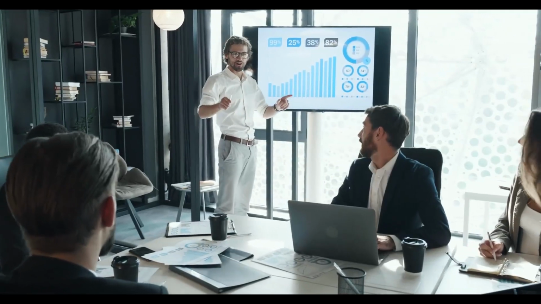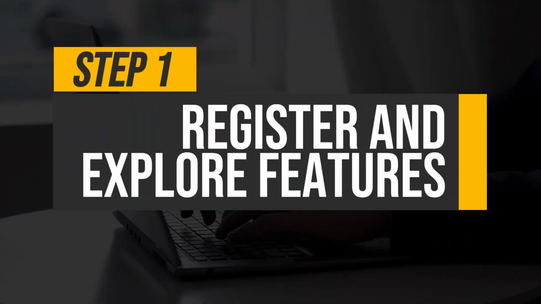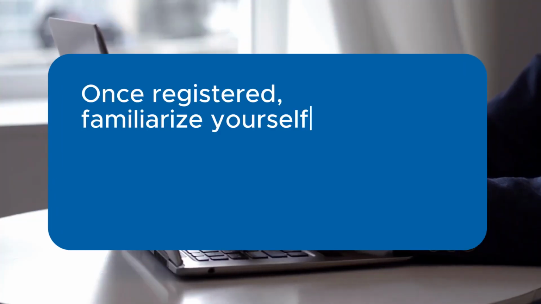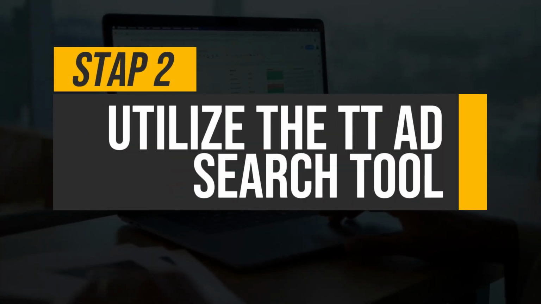To effectively use Pipiads for finding winning products, you can follow these 5 steps. Register and explore features. Start by creating an account on Pipiads. Once registered, familiarize yourself with the platform's features such as the TikTok ads library and product search tools. Understanding these functionalities is crucial for navigating the extensive database of ads, identifying potential winning products that align with your business goals.